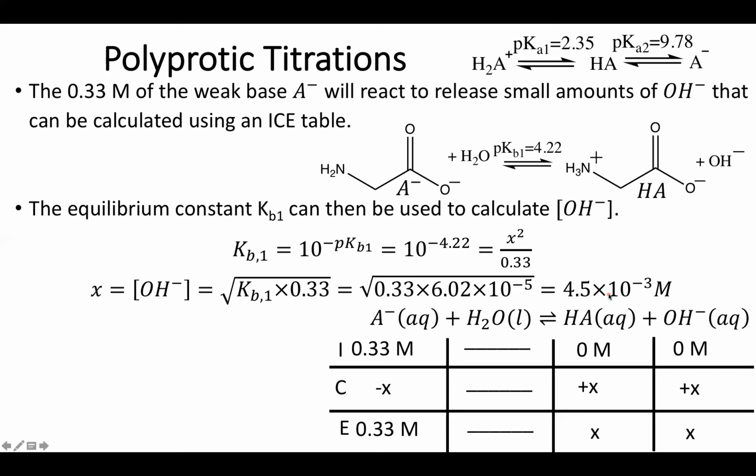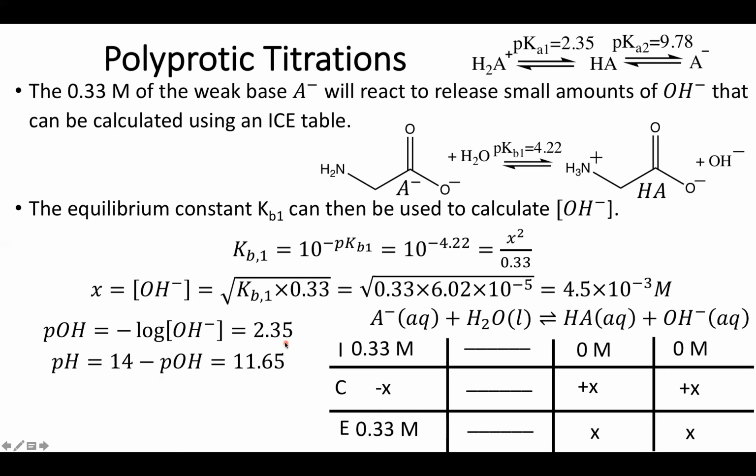However, now that we have our hydroxide concentration, we can then go ahead and calculate for pOH, which should be about 2.35, and then use that to solve for pH of about 11.6. So again, the system is now fairly basic. So after having gone to two equivalents, we end up with a fairly basic weak base system. However, wait, there's more.